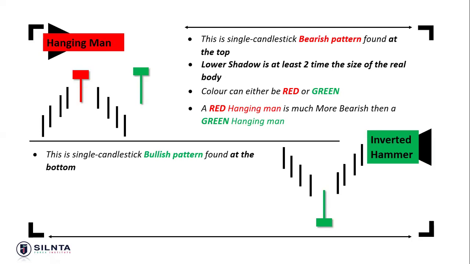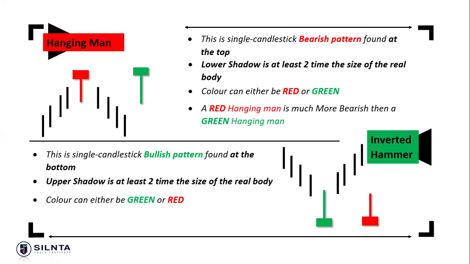Then we have this one, the inverted hammer. This is a single candlestick bullish pattern found at the bottom. The upper shadow is 2 times the body. Color can either be green or red. A green one is much more bullish at the bottom than a red one.